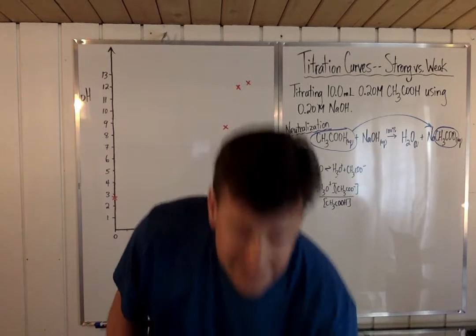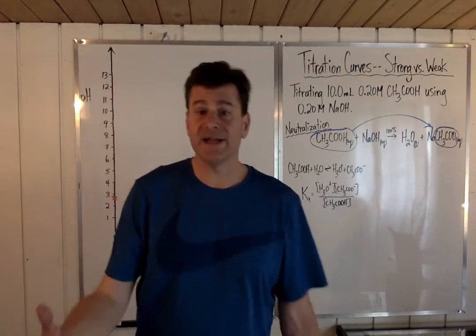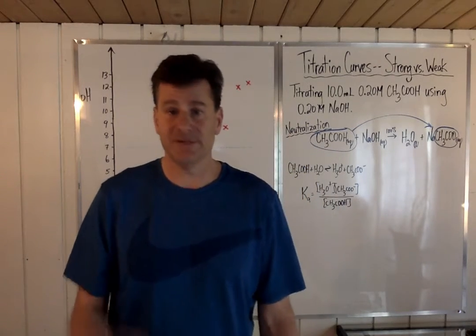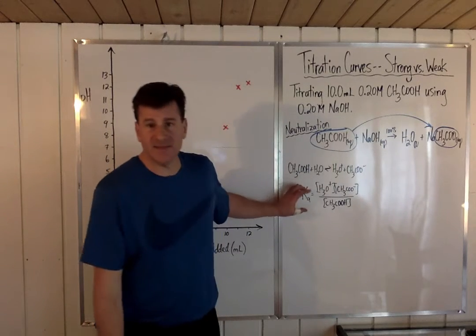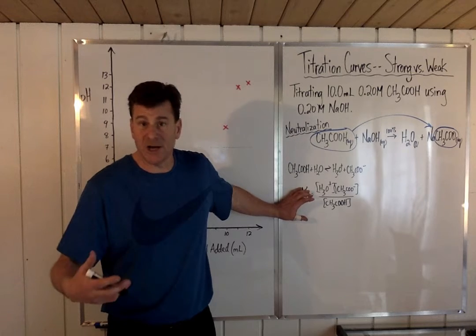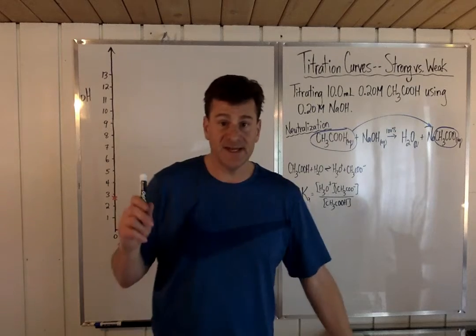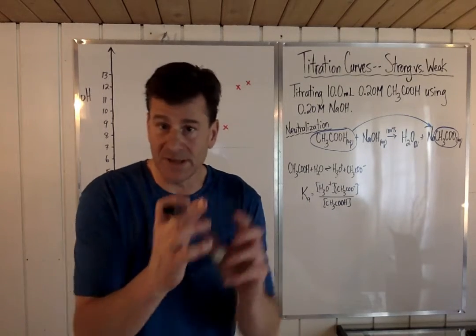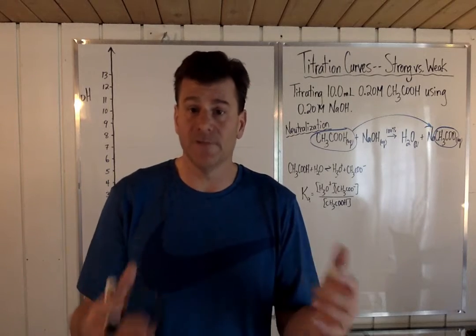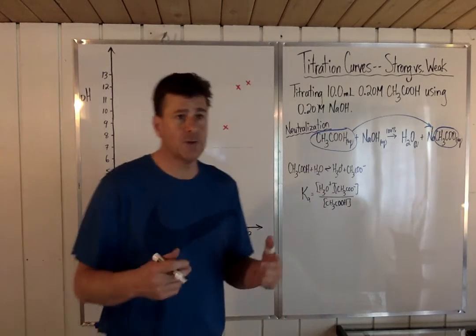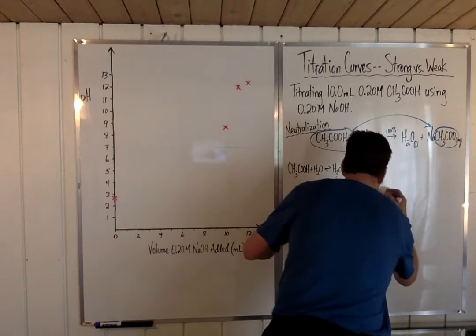Now, in order to calculate the pH anywhere along the way here, I had to use what's called the Henderson-Hasselbalch equation. The Henderson-Hasselbalch equation essentially takes the equilibrium expression for your weak acid, in this case acetic acid. You manipulate it a little bit mathematically, and then you take the negative log of both sides. So essentially, if I take the negative log of the left-hand side, I get pKa.